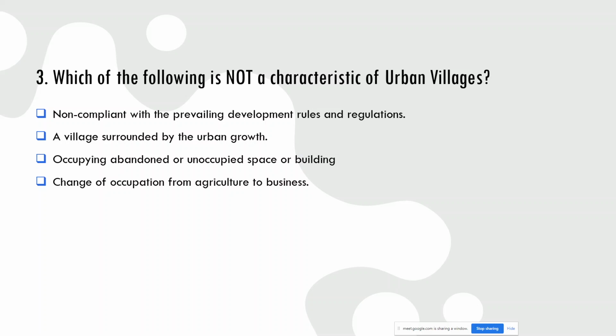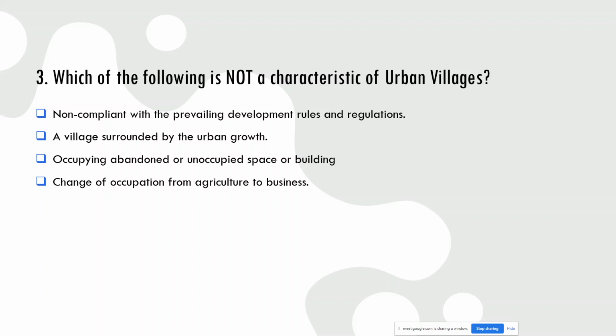And again, let us still look at the fourth option. The fourth option is change of occupation from agriculture to business. This is what usually happens, because urban villages are always in transition. After getting surrounded by the high-density urban activity, which has sprawled there because of the immediately neighboring city, spreading and overflowing the development across its boundaries, it suddenly encompasses the surrounding village.